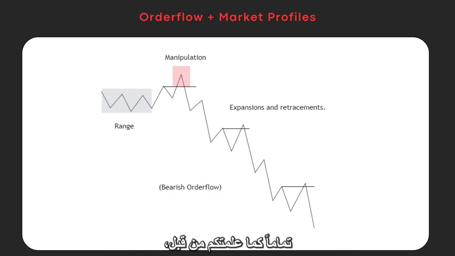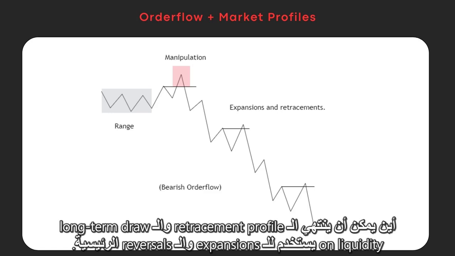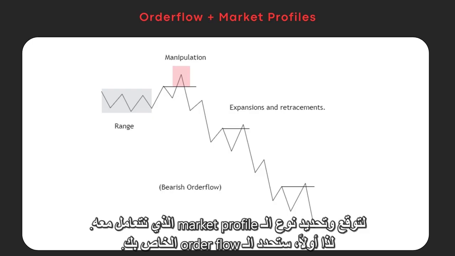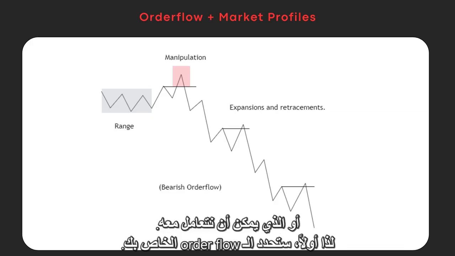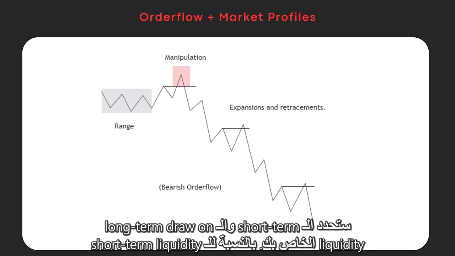Now, just like I taught you before, short-term drawn liquidity is used for determining where a retracement profile could end, and long-term drawn liquidity is used for major expansions and reversals, right? So first of all, you're going to determine your order flow, and then combine it with market profile to expect and determine what sort of market profile we are dealing with, or could potentially deal with, and then based off of that integration, you will determine your short-term and long-term drawn liquidity.